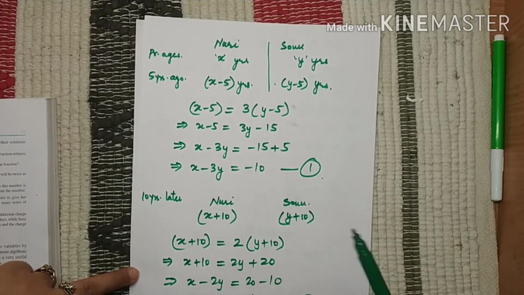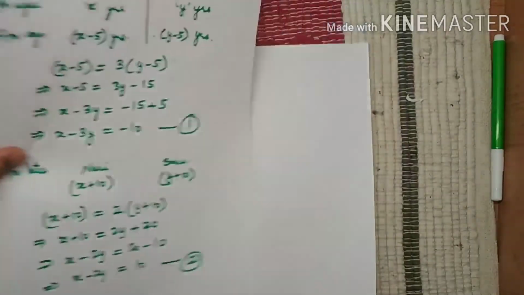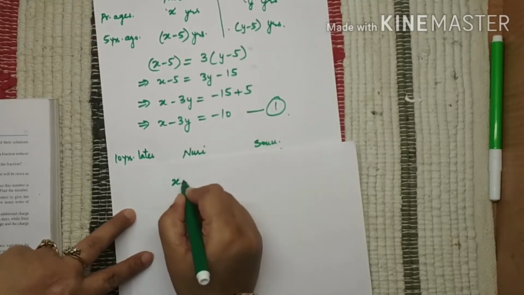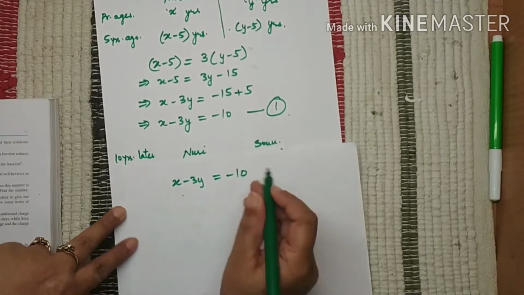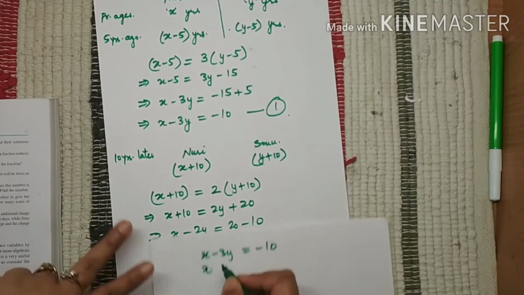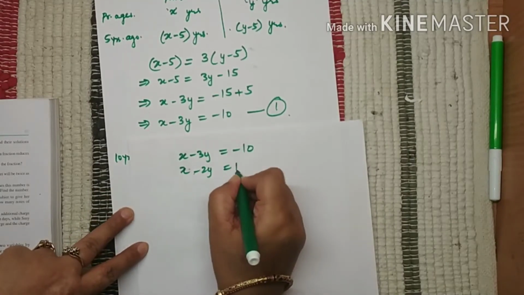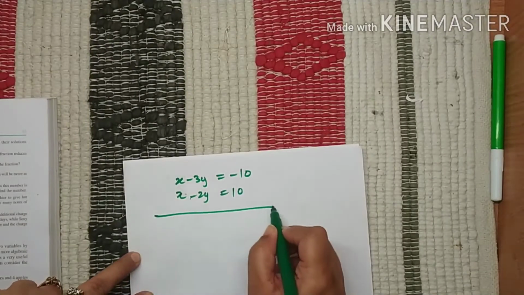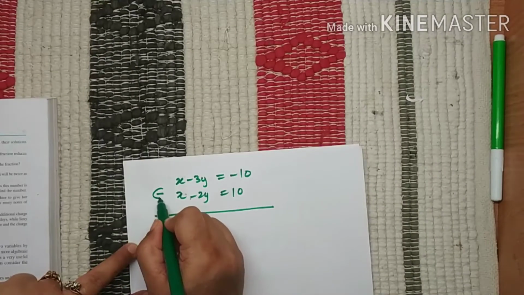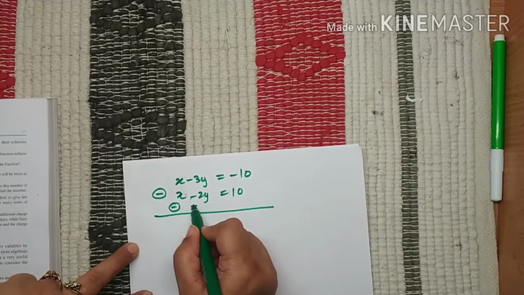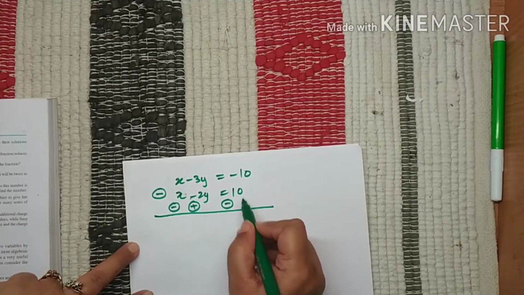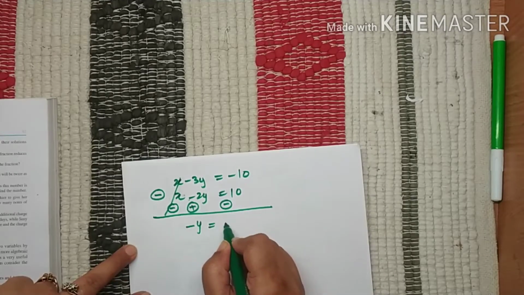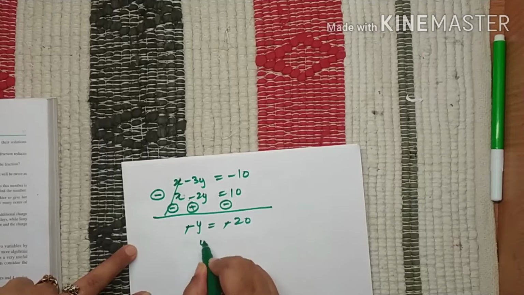So we can see the first equation is x minus 3y is equal to minus 10 and the second is x minus 2y equal to 10. The coefficient of x in both the equations is the same. So let me write the two equations together. First is x minus 3y equal to minus 10 and the second is x minus 2y equal to 10. Now the coefficient of x is the same, so I can directly add or subtract. Signs are also the same, so I'll have to subtract. So the signs of all the terms in the second equation are changed. This cancels. Minus y is equal to minus 20. Minus and minus goes away. y is 20.